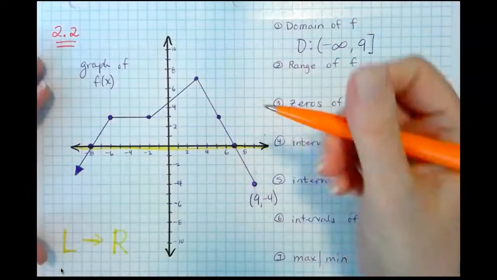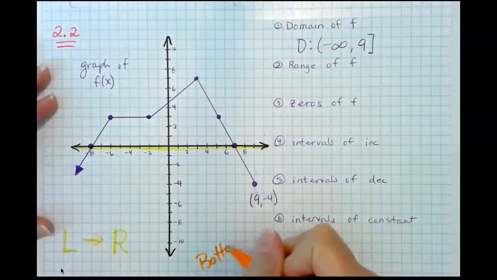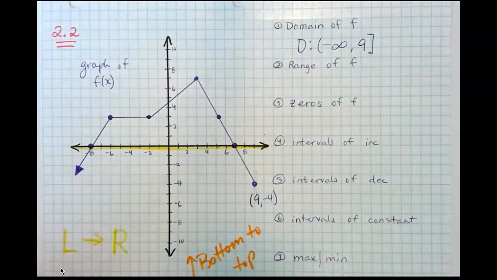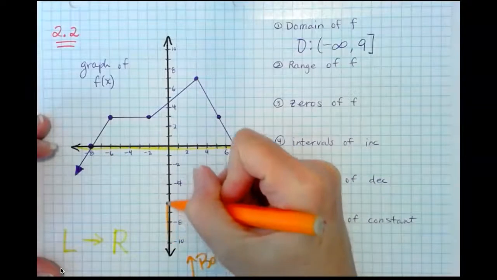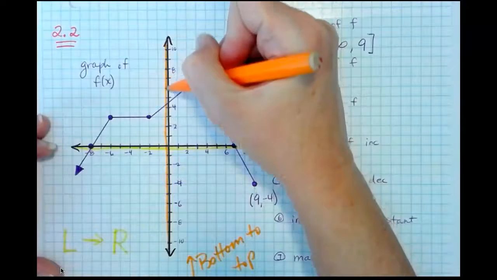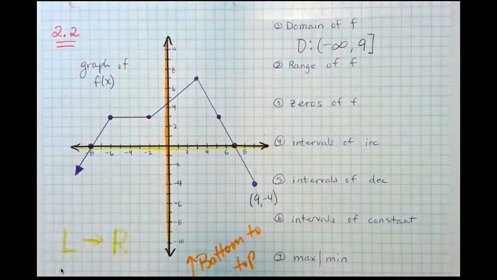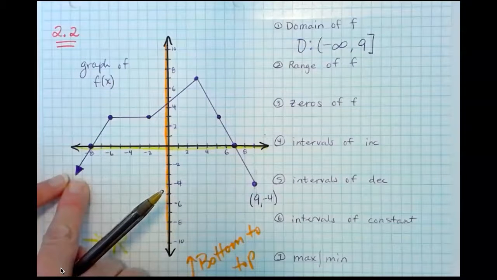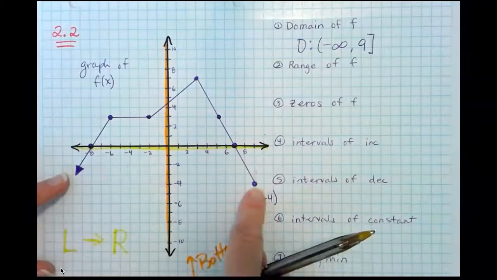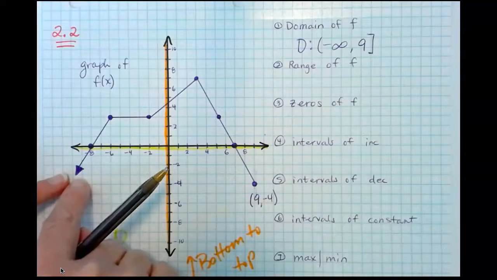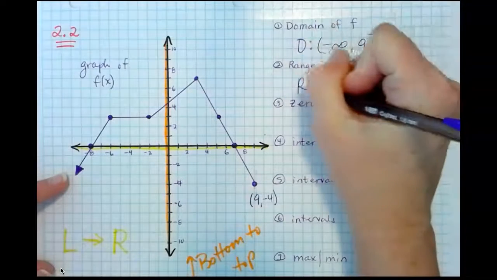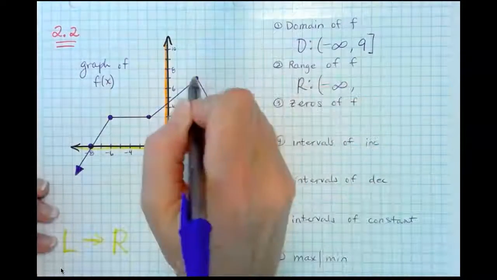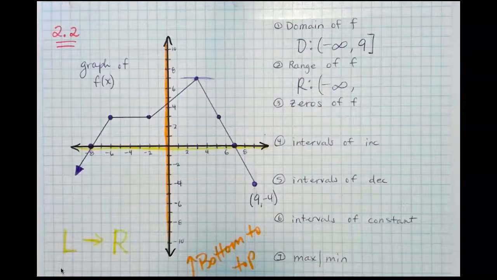Next is the range. The range is all about bottom to top. We want to start at the bottom and go up. The range, of course, is all about the y's, the range, the output, the dependent variable. So bottom to top, once again, this particular function is going down forever. So even though this point is lower over here, this arrow is going down forever. So we're going to say that our range is also going to start at negative infinity, but our range does have a top value here.